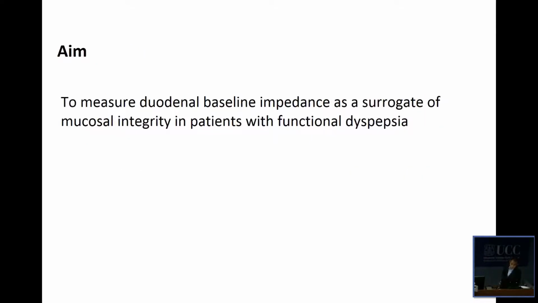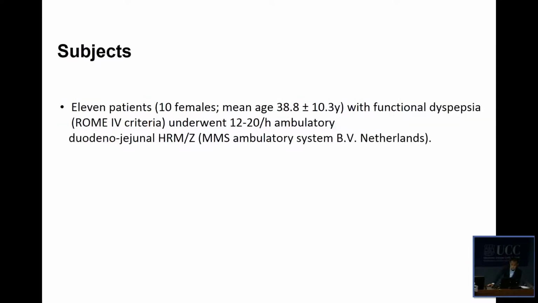The aim of our study was to measure duodenal baseline impedance as a surrogate of mucosal integrity in patients with functional dyspepsia. We recruited so far 11 patients with functional dyspepsia based on Rome 4 criteria, who underwent ambulatory duodenal jejunal high-resolution manometry impedance for a period between 12 to 20 hours.